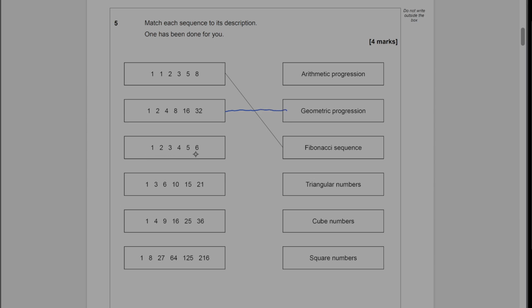1, 2, 3, 4, 5. So they're all going up by ones. So that would be an arithmetic sequence. 1, 3, 6. So in effect, this is the triangle numbers. Just if you don't know, that's the first triangle number, that's the second triangle number, the number of dots, third triangle number, and so on. Cube numbers then, this one is square numbers, and this one is cube numbers.